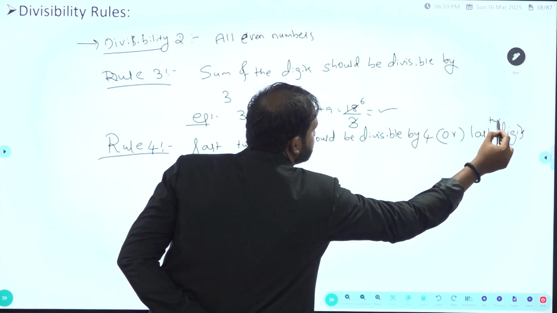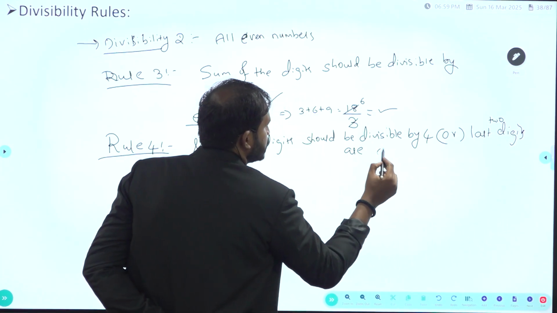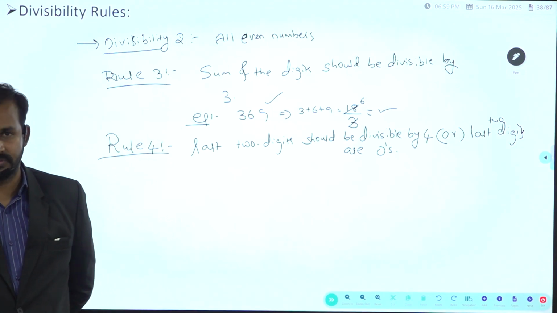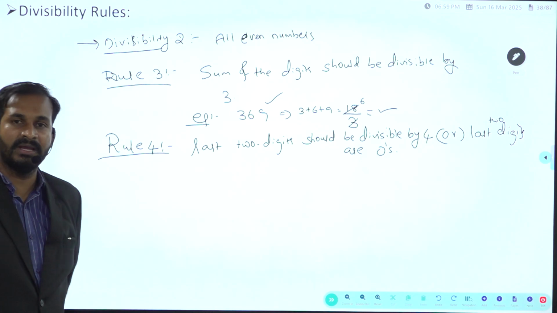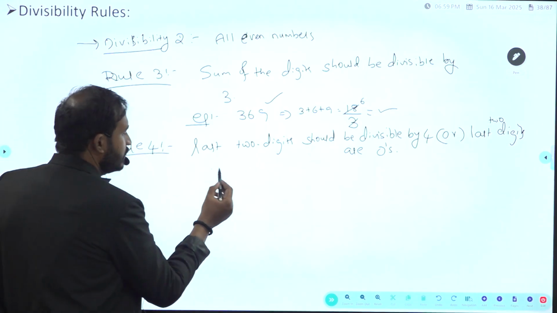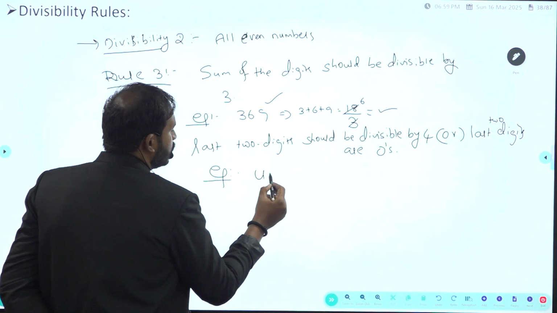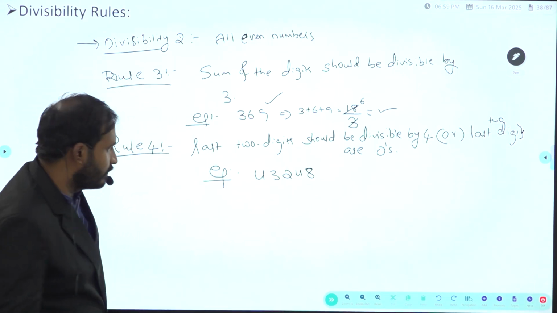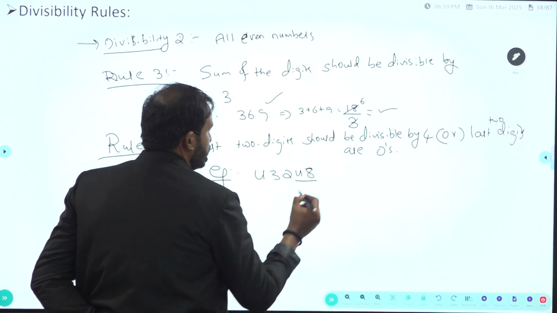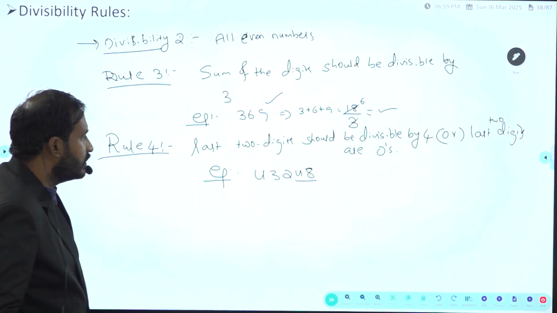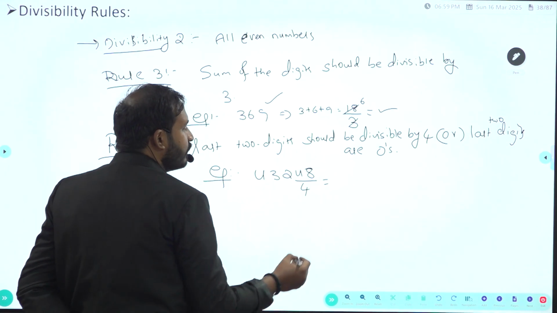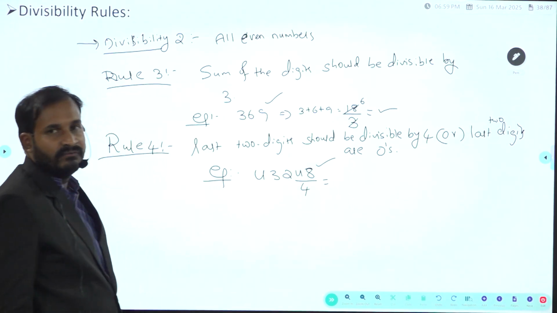Last two digits are zeros. Either they should be divisible by 4 or the last two digits should be zeros. Then that number is exactly divisible by 4. For example, if I want to check whether 4, 3, 2, 4, 8 is divisible by 4 or not, I will check only the last two digits. I will check only 48. Is 48 divisible by 4? Yes, 48 is divisible by 4. Then this number is also divisible by 4.